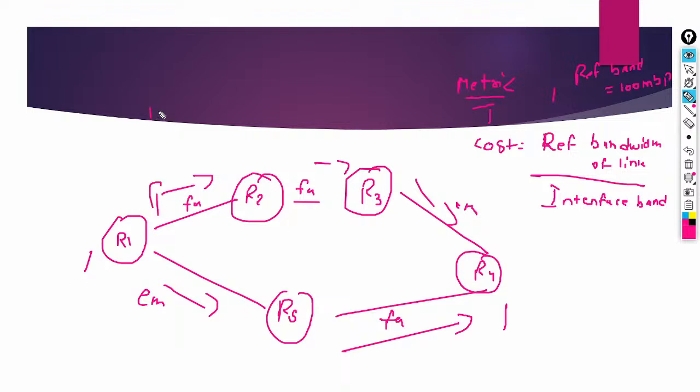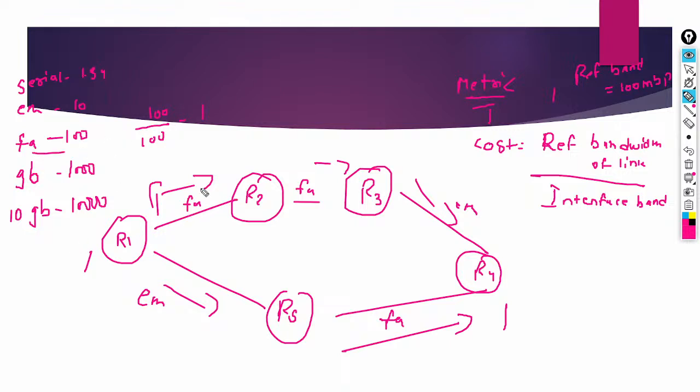Go to the Fast Ethernet. It would be 100 by 100, that is 1, because Fast Ethernet's bandwidth is 100. If you don't know, the serial link has a bandwidth of 1.54 Mbps. Ethernet has a bandwidth of 10 Mbps. Fast Ethernet has a bandwidth of 100. Gigabit has a bandwidth of 1000 Mbps. 10 Gigabit has a bandwidth of 10,000 Mbps, and so on.